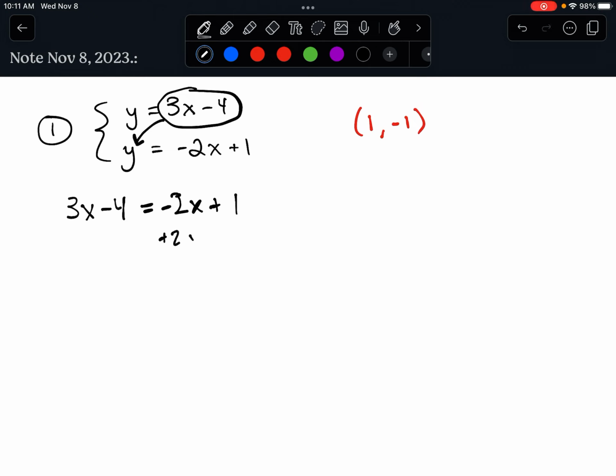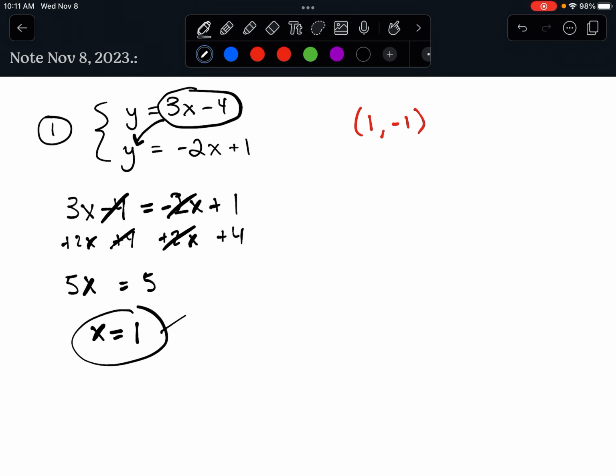If I add 2x on both sides, we end up with 5x. I'm also going to add 4 on both sides to get the constants on the same side. So 5x equals 5, and then we divide by 5 and we figure out x is equal to 1. Now I know what x is, which should make sense because we already know it should be 1 there. But I'm going to take 1 and plug it back into either of these two equations. You can plug it into the top one or the bottom one. You're going to get the same answer either way.